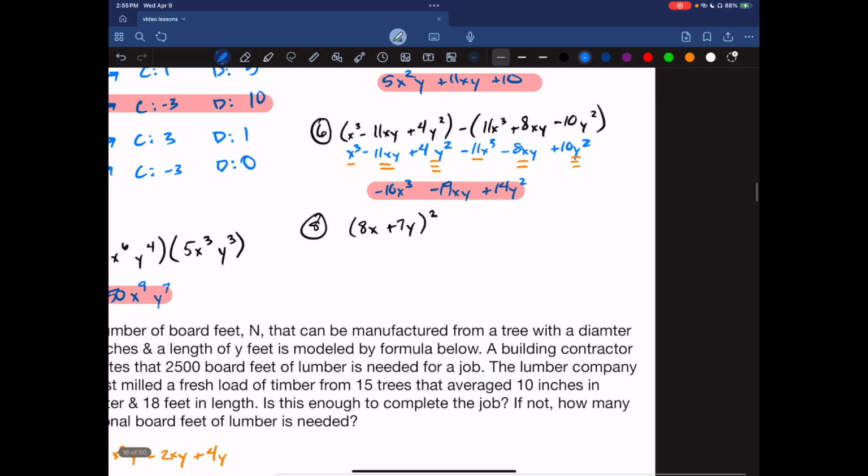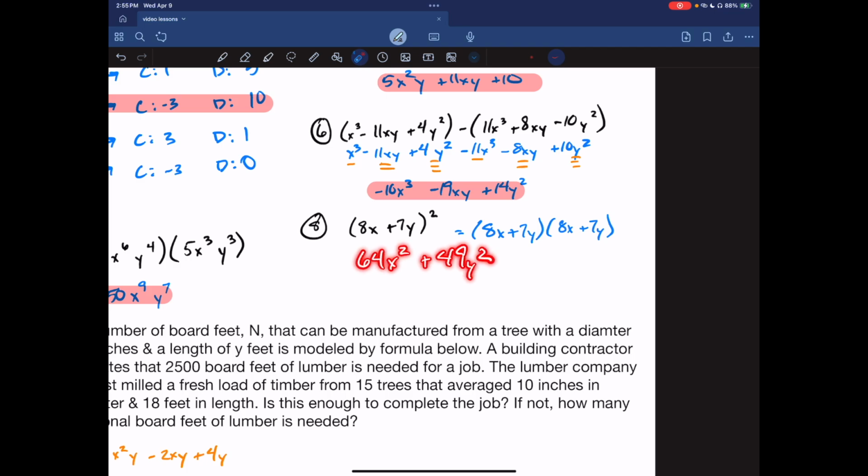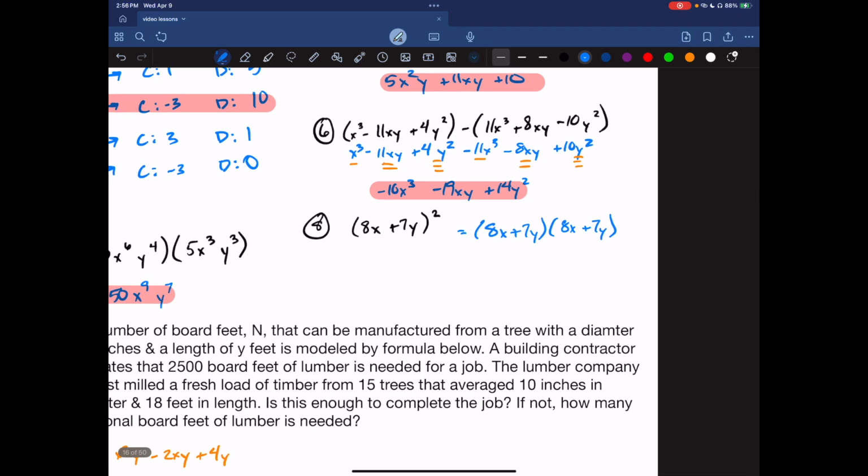Now, on number 8, you need to know that this is the same thing as writing 8x plus 7y twice. In fact, it's imperative that you know this, because a lot of students will see a problem like this and say, well, that's going to be 64x squared, that's going to be 49y squared, and that's going to be my answer. That's half true. But if it's half true, that means it's fully wrong. There is a middle term that often gets left out.